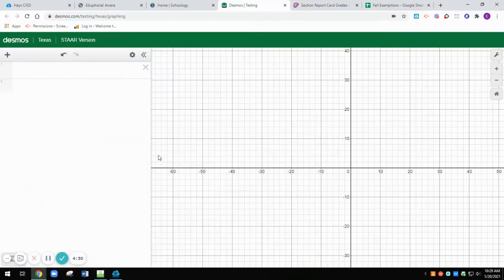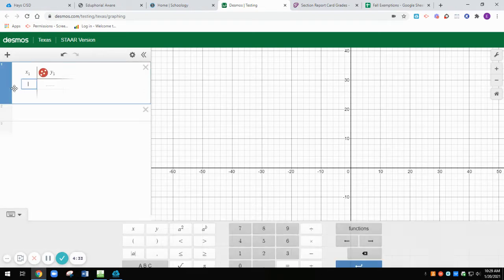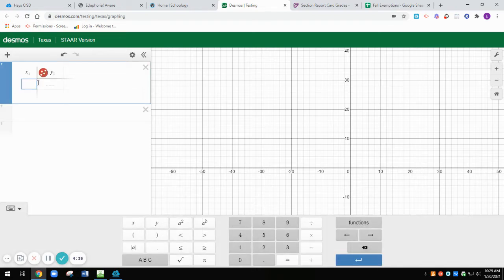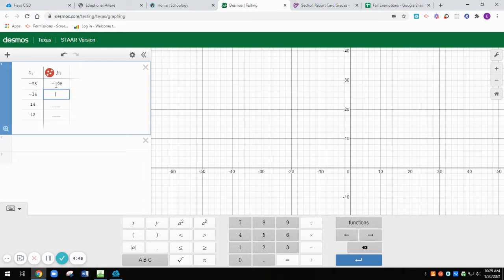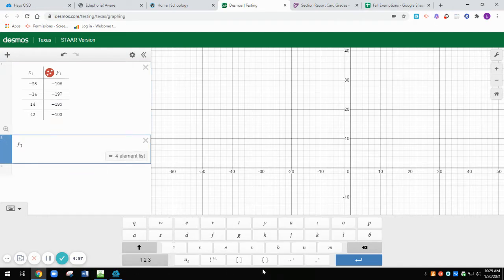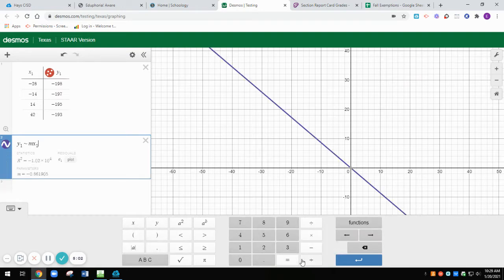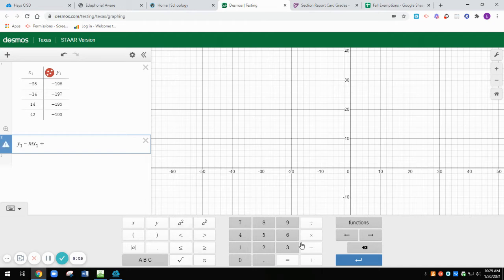So we're going to go to Desmos and click the plus table. Now we're going to enter those numbers. So -28, -14, 14, 42. Then I'm going to come to y1, -198, -197, -195, -193. Remember, go to the second line. We have y1, click the ABC, tilde, mx1 plus b.